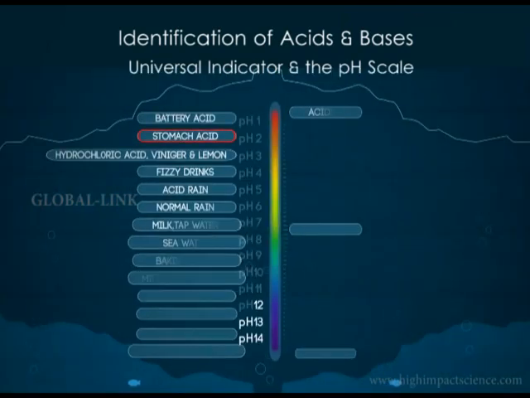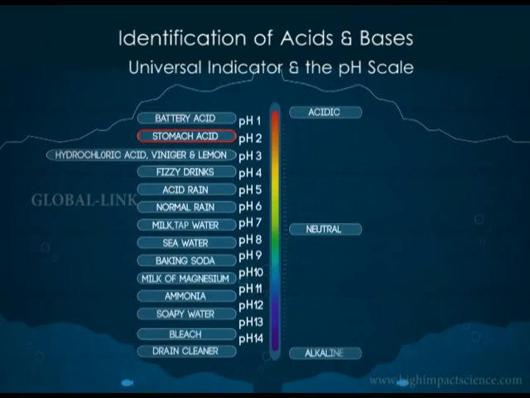Stomach acid is a strong acid with a pH of about 2. Acid rain has a pH of about 5. Milk is neutral with a pH of 7. Seawater is slightly alkaline. Soapy water is a strong alkali, and bleach is a really strong alkali with a pH of 13. So the universal pH indicator is able to indicate the entire pH spectrum.